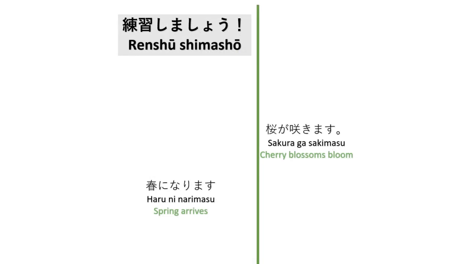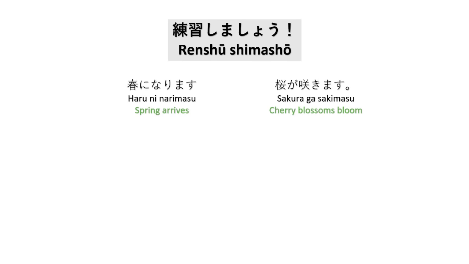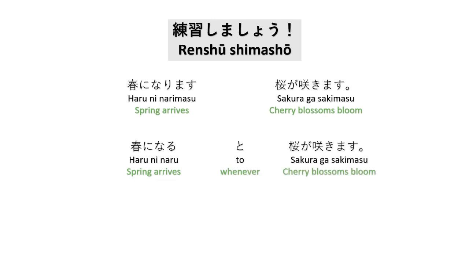And lastly, we have haru ni narimasu and then sakura ga sakimasu. So whenever spring arrives, cherry blossoms bloom. How do you say that? Haru ni naru to sakura ga sakimasu. Whenever spring arrives, cherry blossoms blossom.